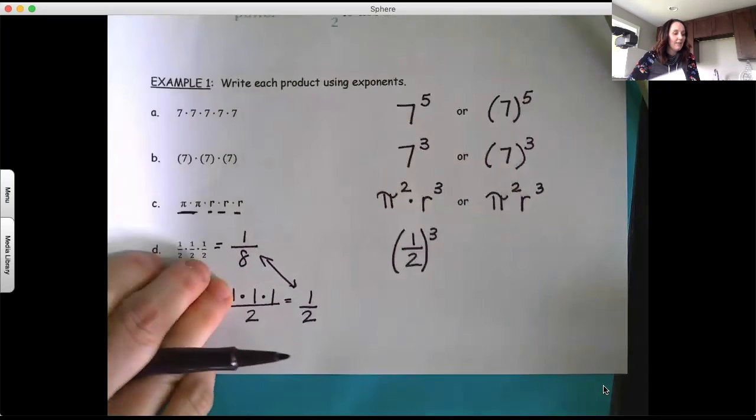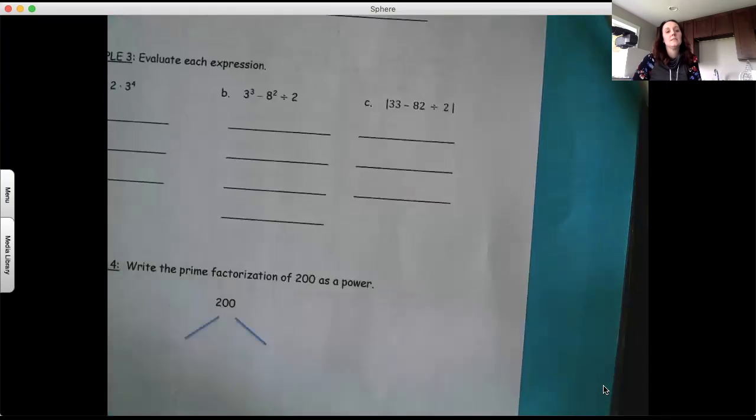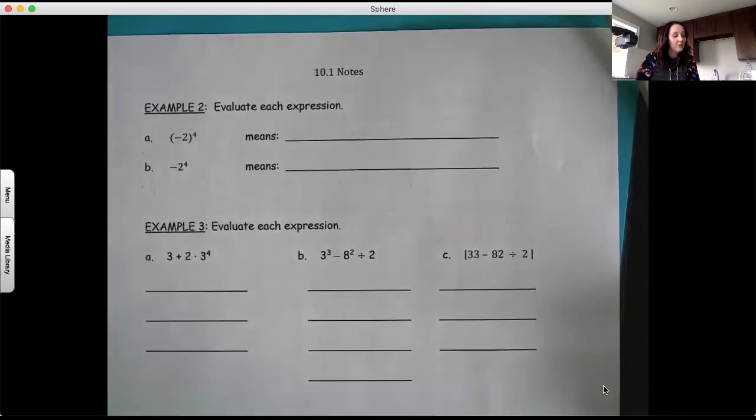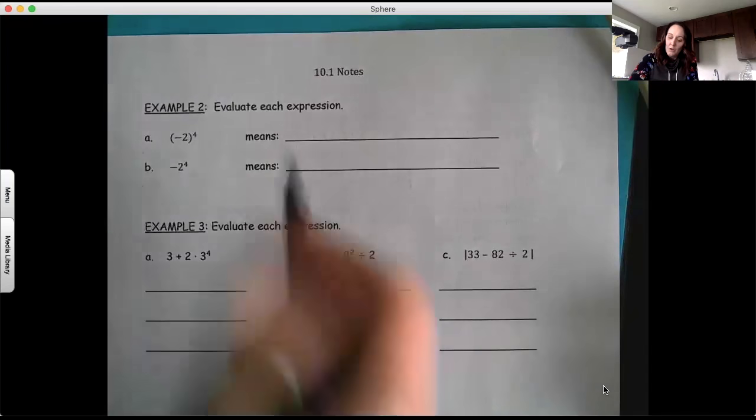So let's look at that idea of parentheses a little bit more. And I think after we go through this example, it may make a little bit more sense. We're going to evaluate this expression. So in other words, when it says evaluate, you're going to get some type of number at the end. When you see this, again, think of parentheses.